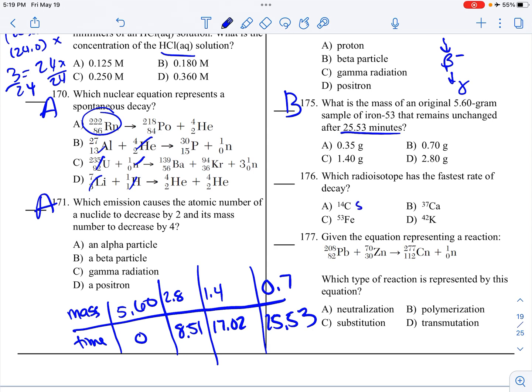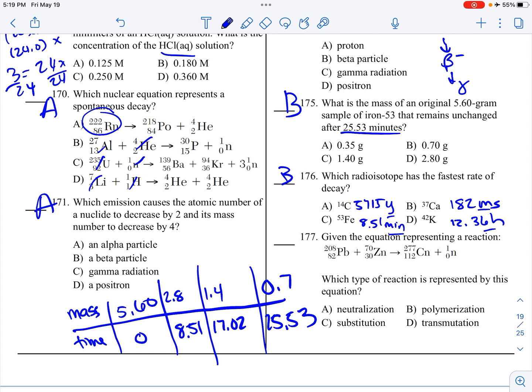Carbon-14, half-life is 15 years. It's pretty long. Calcium-37, 182 milliseconds. That's pretty short. Iron-53, we just had that, 8.51 minutes. And potassium-42 is 12.36 hours. By the way, if you didn't recognize the Y, the MS, the MIN, and H, all of those are on table D. Those are the units. So fastest rate of decay is calcium-37.